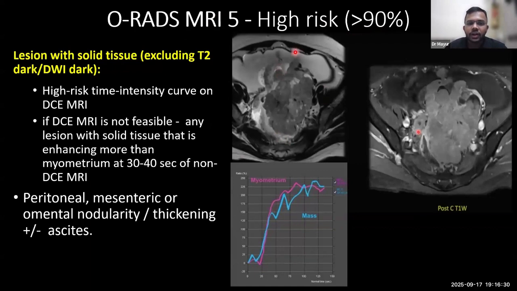An example of O-RADS 5: this is a moderate-sized ovarian lesion where there is a significant amount of solid tissue showing avid enhancement on contrast study, showing a high-risk time intensity curve. We can see the blue slope here of the ovarian lesion, which is higher than the myometrial curve. Also, ovarian or adnexal lesions which show peritoneal, mesenteric, or omental nodularity with or without ascites are also included in O-RADS 5 category.